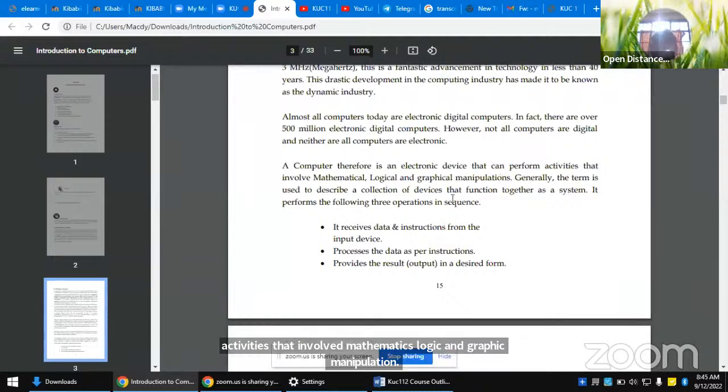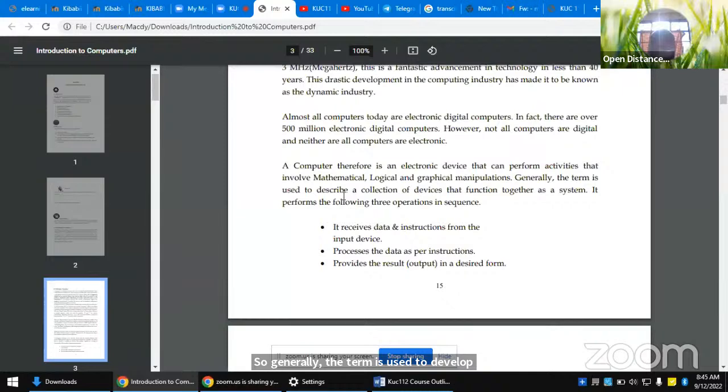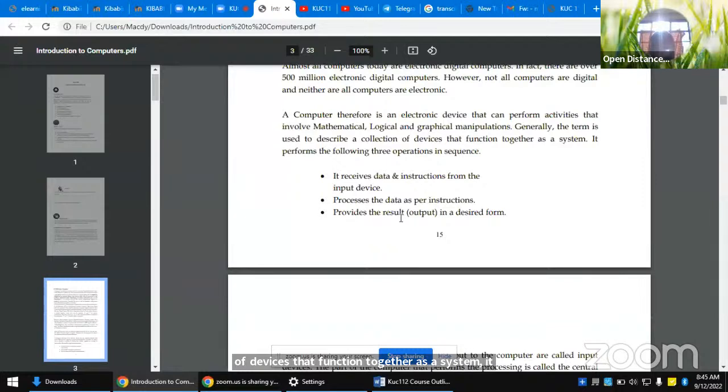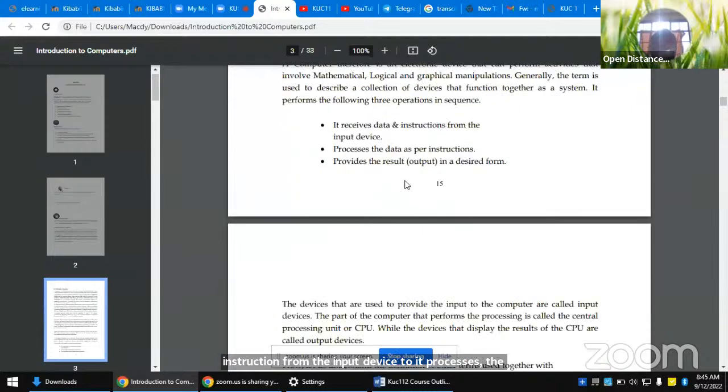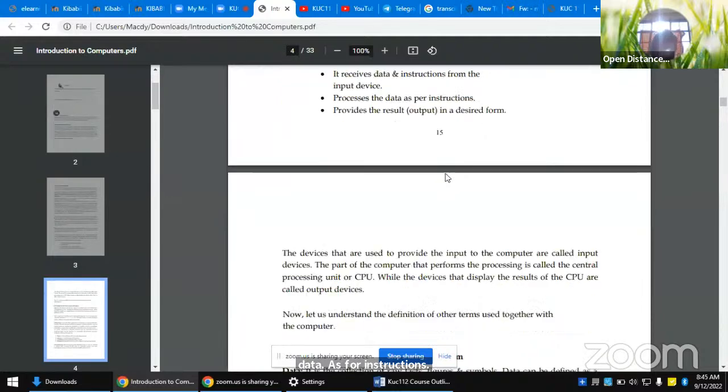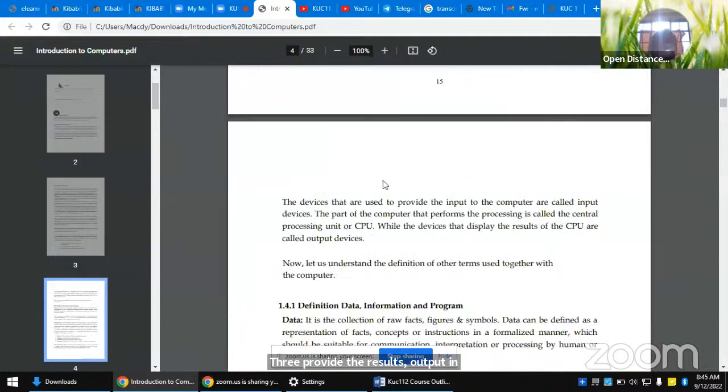So generally, the term is used to develop a collection of devices that function together as a system. It performs the following three operations in a sequence. So these operations are: 1, it receives data and instruction from the input device. 2, it processes the data as per instructions. 3, it provides the results output in a desired form, which is very important.